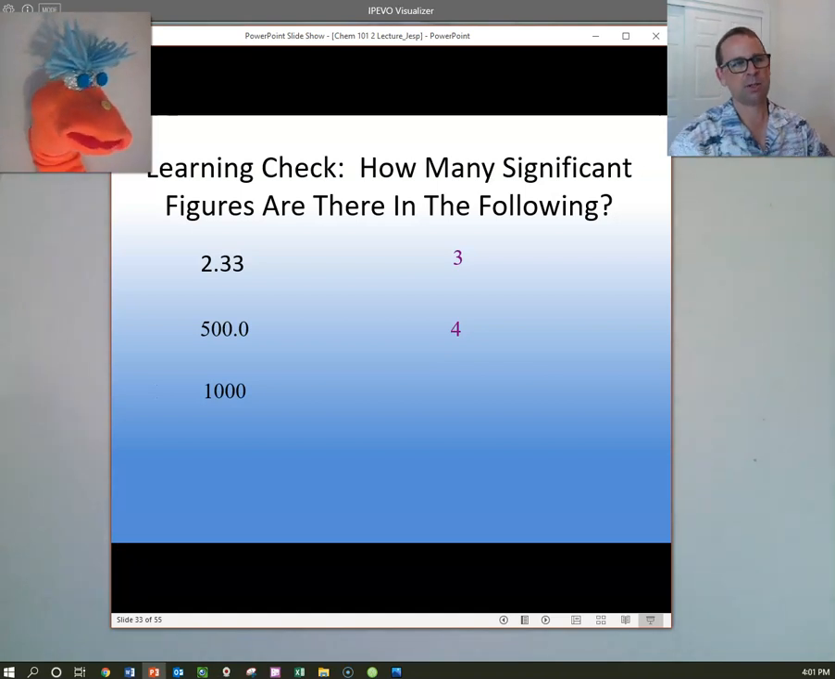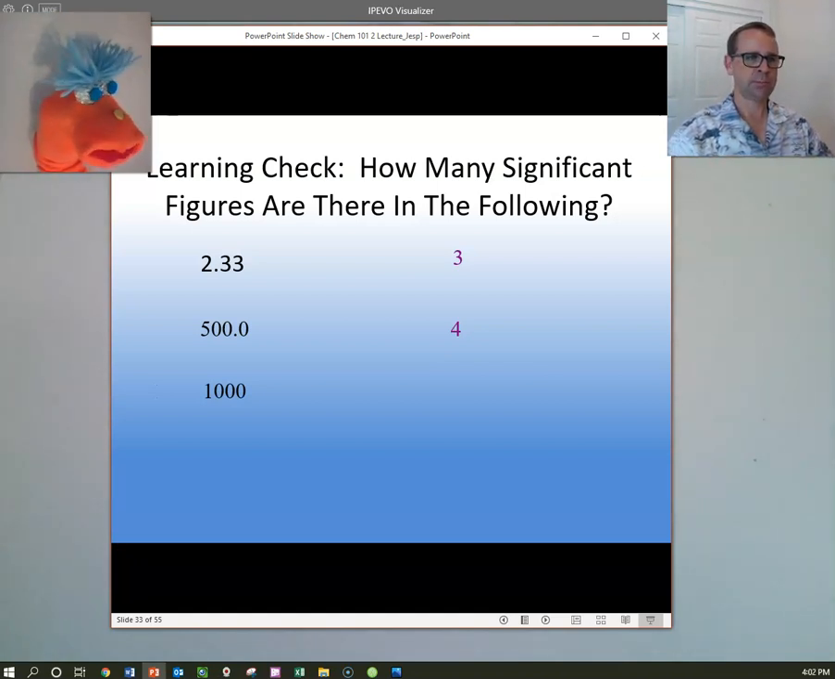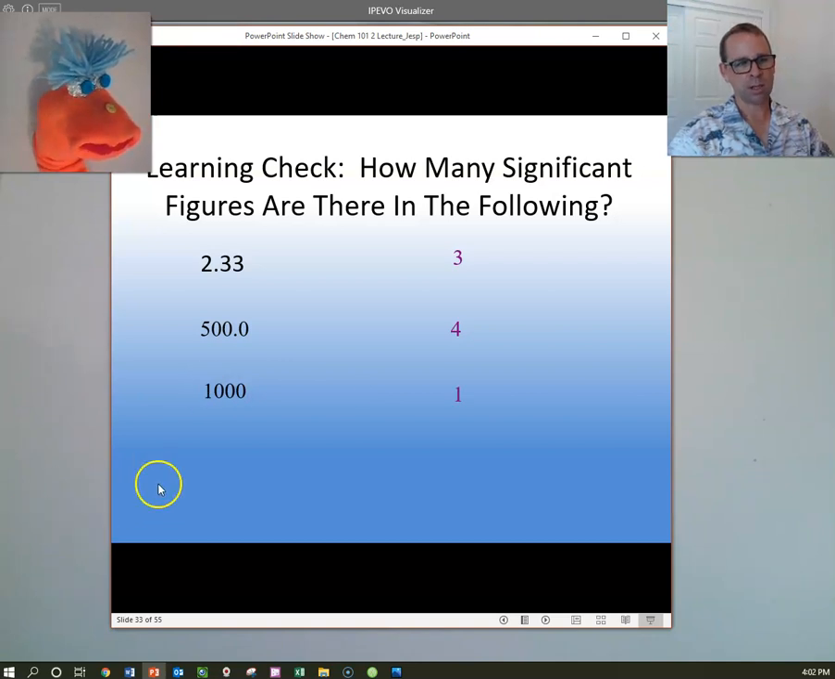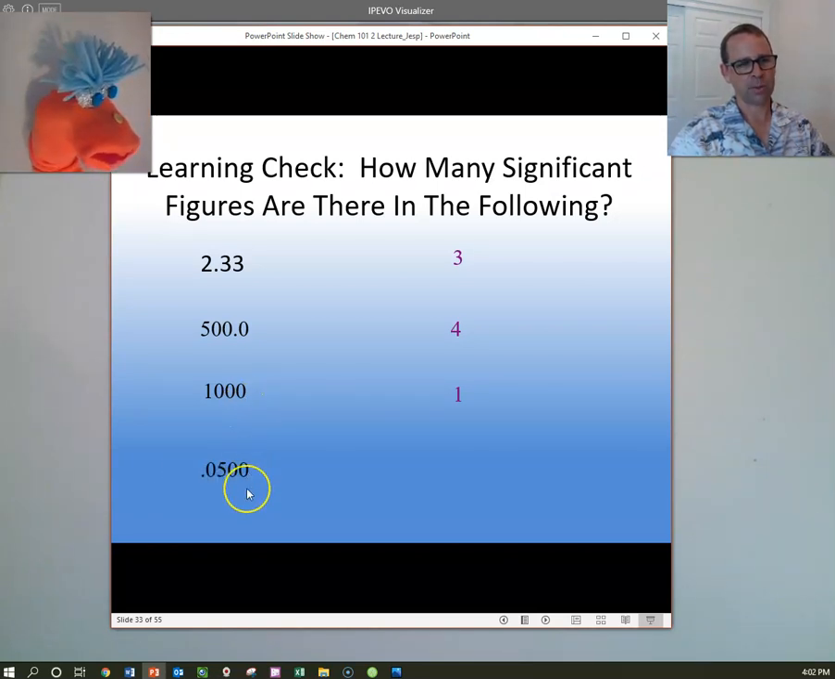How about this one? How many significant digits are there? I guess it's just 1. That's right, just 1 significant digit. Why didn't you include these? Well, because there's no values there, and there's no decimal place to show us that the rest are significant. That's right. Good.